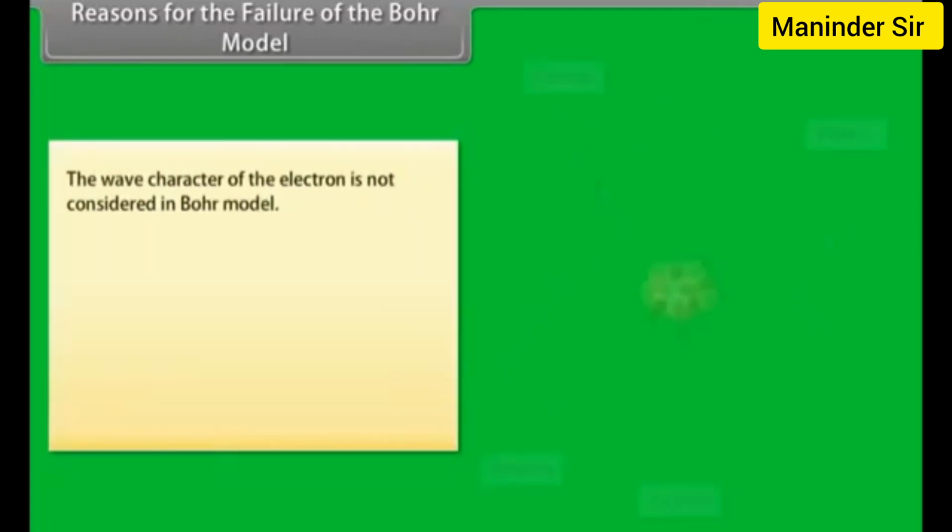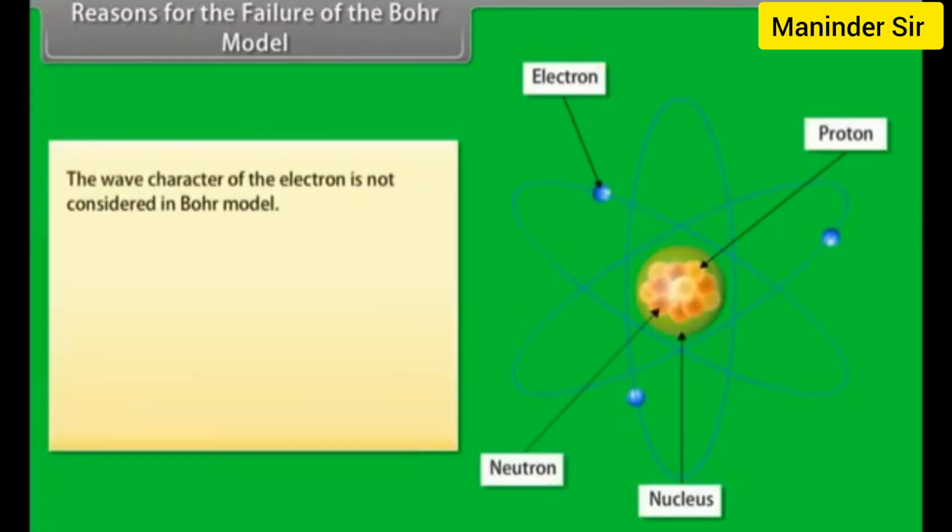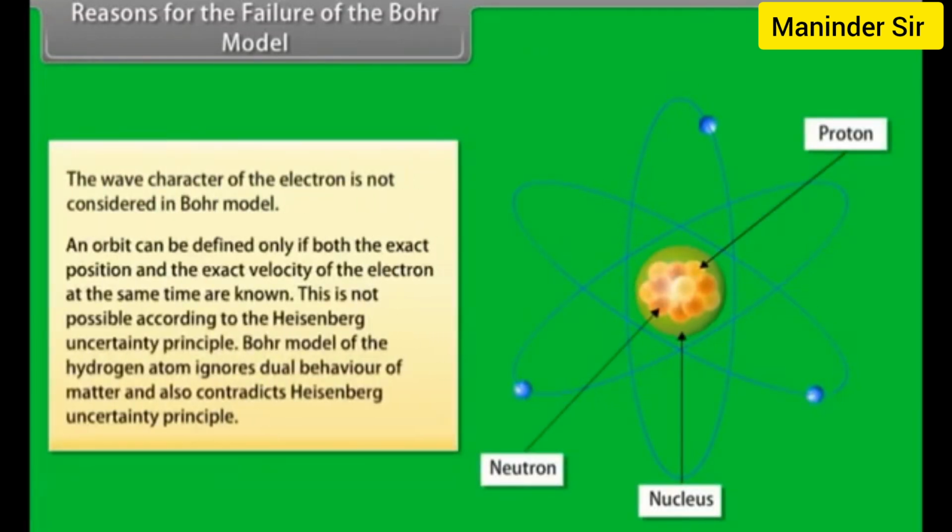Reasons for the failure of Bohr model. The wave character of the electron is not considered in the Bohr model. An orbit can be defined only if both the exact position and the exact velocity of the electron at the same time are known. This is not possible according to the Heisenberg uncertainty principle. The Bohr model of the hydrogen atom ignores the dual behavior of matter and also contradicts the Heisenberg uncertainty principle.